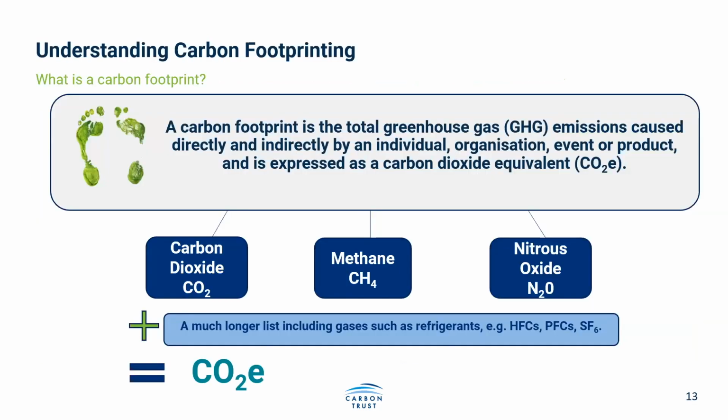So firstly, I've mentioned carbon footprinting quite liberally so far in this presentation. So what is it, if you're confused? Effectively, a carbon footprint is the total greenhouse gas emissions caused either directly or indirectly by an individual, organization, event, or even a product. So it can be expressed in different ways. And effectively, we refer to carbon all the time, but essentially what do we mean by that?